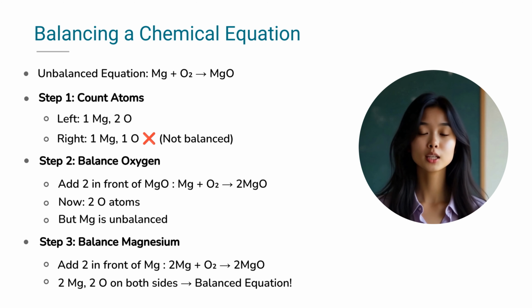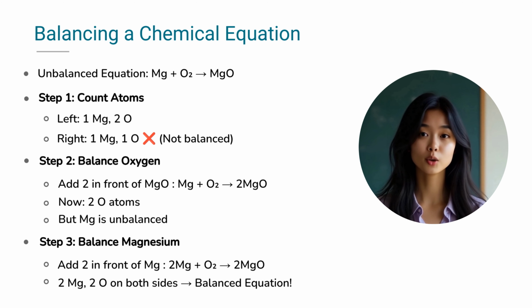Now that we've written a chemical equation, let's make sure it follows one of the most important rules in science, the law of conservation of mass, which says mass can neither be created nor destroyed. In simple words, whatever atoms we start with, we must end with the same number. Let's revisit our skeletal equation. Magnesium plus oxygen gives magnesium oxide. Let's balance it step by step.